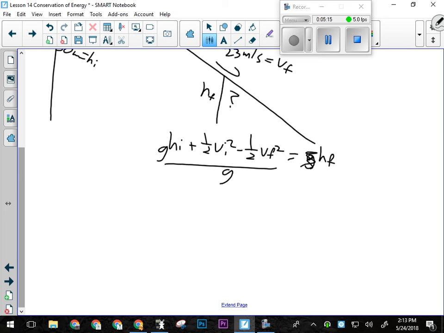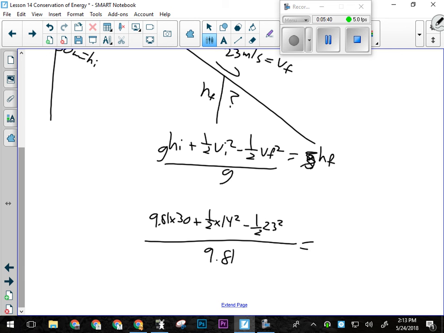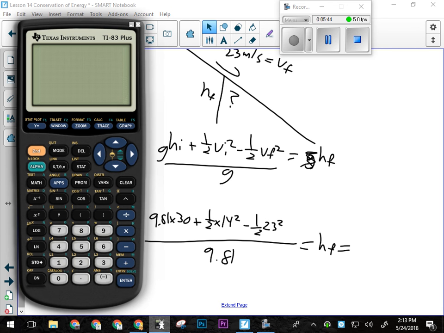All right, now I need to plug in my numbers. So I'll have 9.81 times the initial height, which was 30 meters, plus 1/2 times my initial speed, which was 14 squared, minus 1/2 times my final speed, which was 23 squared, divided by g, 9.81. The g's don't cancel here. There's one on top, one on the bottom, but they're separate operations. That's going to give me the final height of the toboggan.